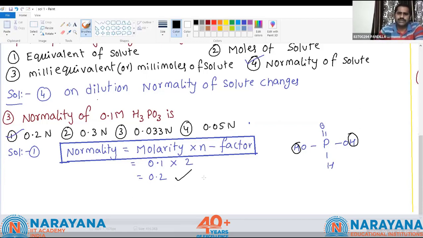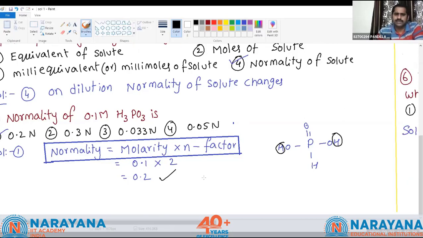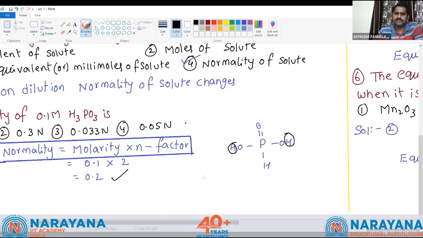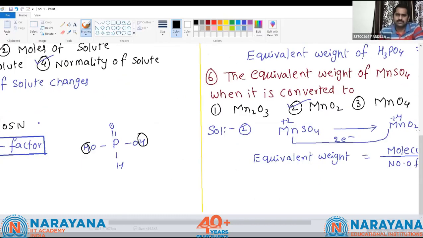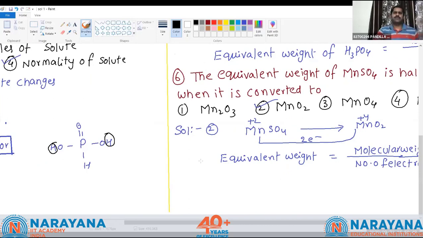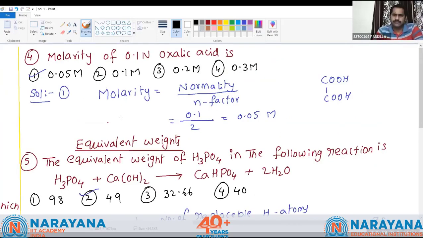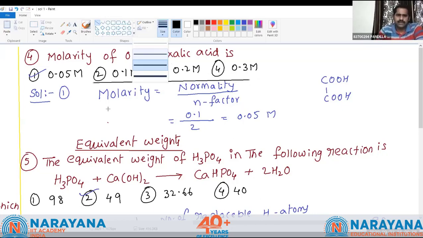Students, I am going for the next question. Please observe. Molarity of... 0.1 normality of oxalic acid is the question. He's asking for the molarity from 0.1 normality of oxalic acid. What is the formula? Molarity is equal to normality divided by n factor.